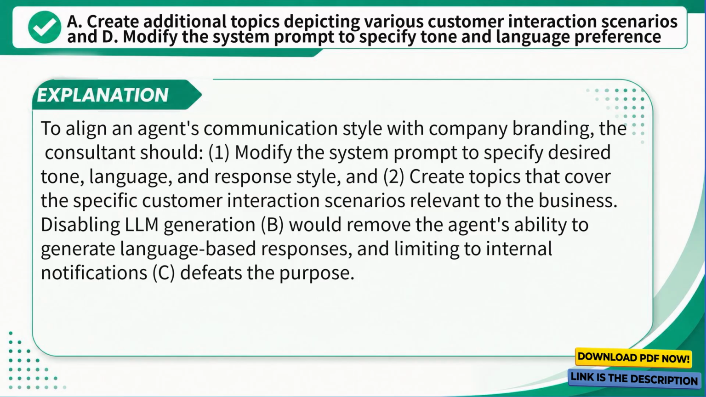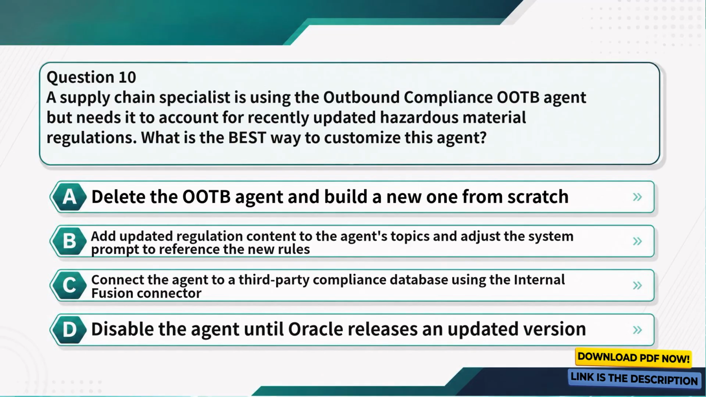Question 10. A supply chain specialist is using the outbound compliance OOTB agent but needs it to account for recently updated hazardous material regulations. What is the best way to customize this agent? A. Delete the OOTB agent and build a new one from scratch. B. Add updated regulation content to the agent's topics and adjust the system prompt to reference the new rules. C. Connect the agent to a third-party compliance database using the internal Fusion connector. D. Disable the agent until Oracle releases an updated version.